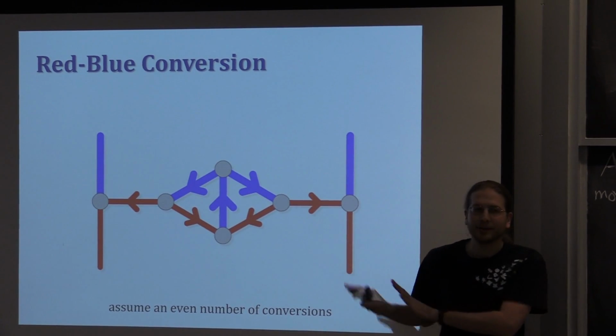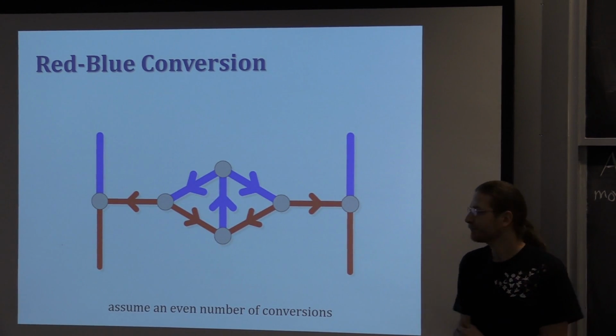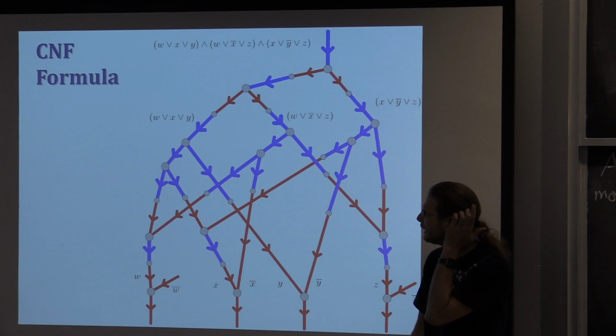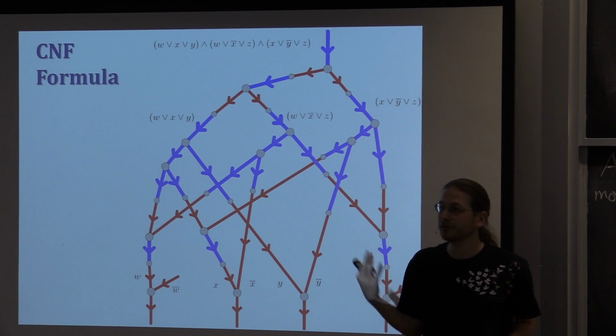Though we don't need that here. We will need it later. That's why I wanted to mention it. OK, so we can convert reds to blues. So now we can chain things together and build a CNF formula.